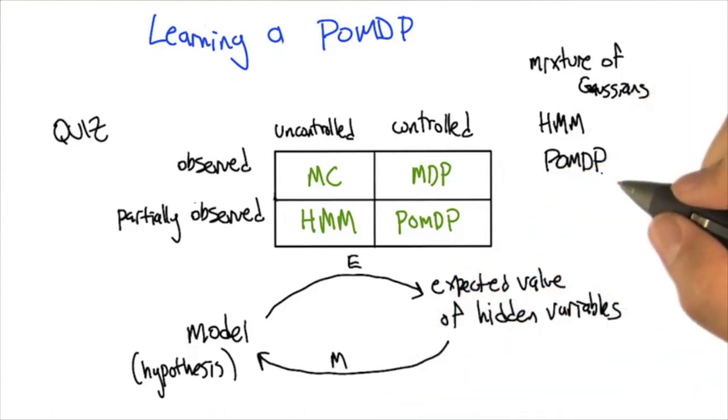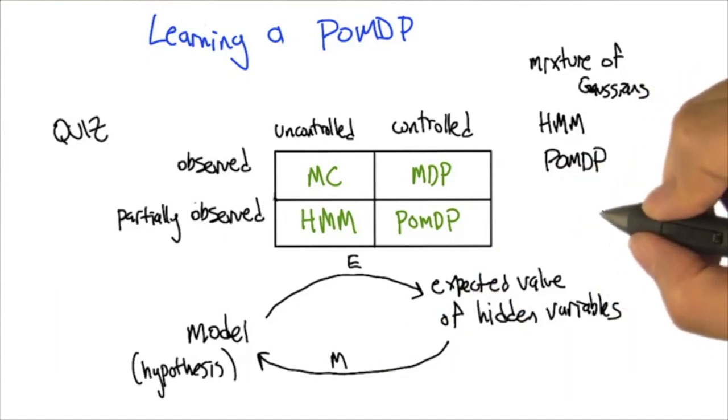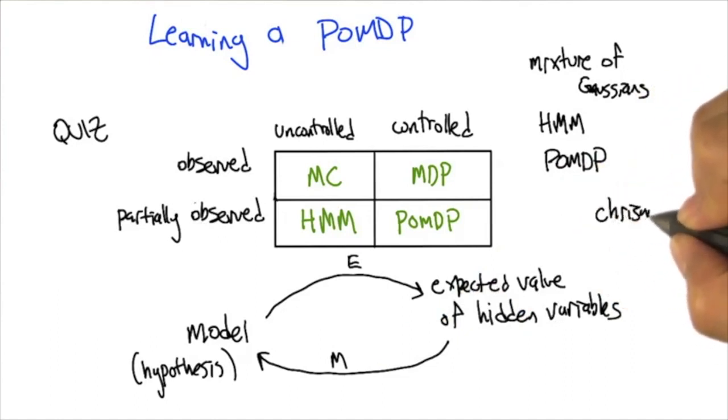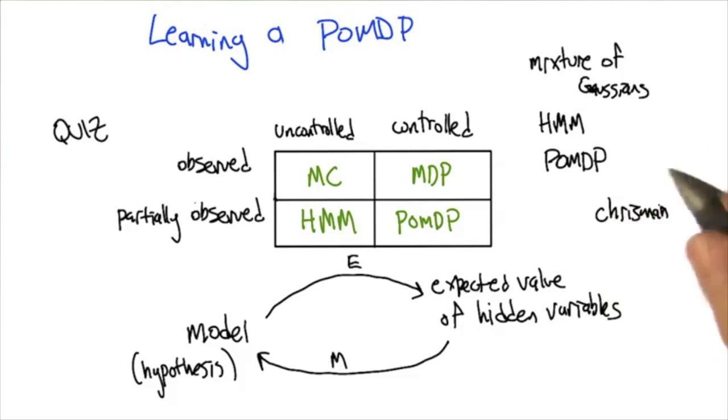So that's actually all we need to say about that, or all we can say about that. Lonnie Chrisman was the first person to point this out in the 90s, that we can learn our POMDP the same way we learn MDPs. And is that fast or not slow? Yes, that is fast and not slow. No, that is fast. No, that is slow.